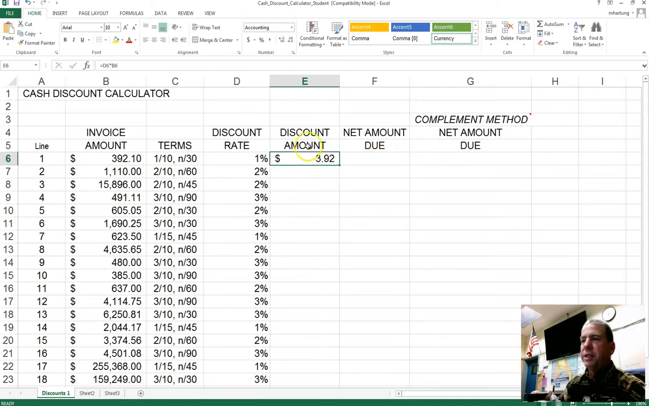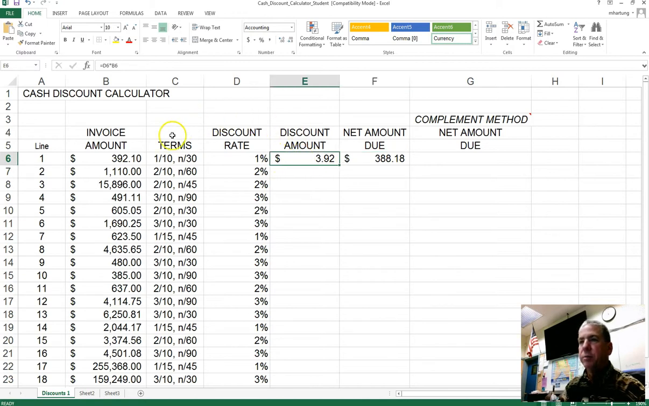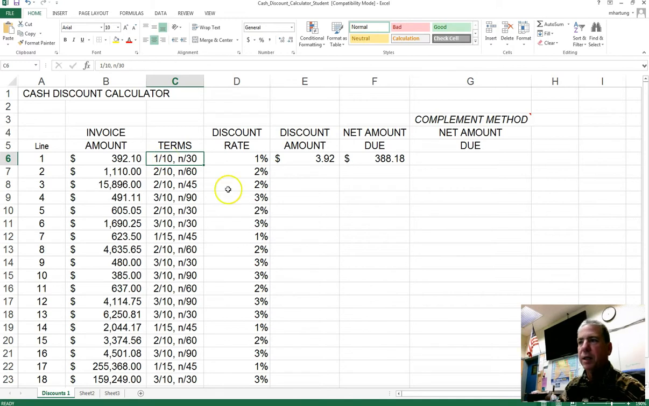Net amount due. Because this is a discount, we can subtract it from the invoice amount. Invoice amount minus the discount amount. So this is the amount that the buyer will pay the vendor after subtracting the 1% discount, because they get to pay it within 10 days.